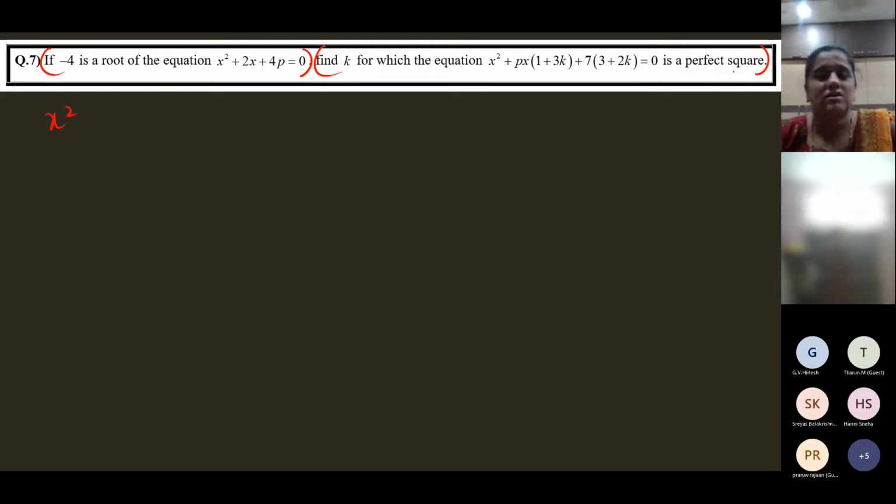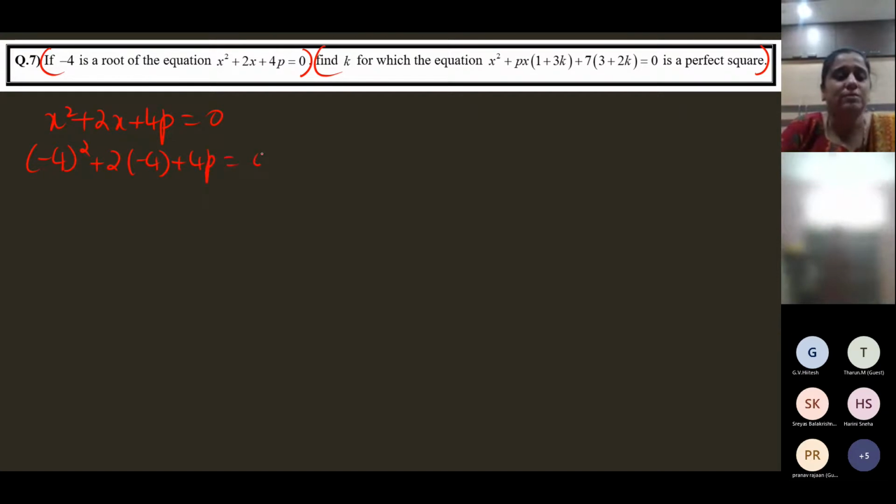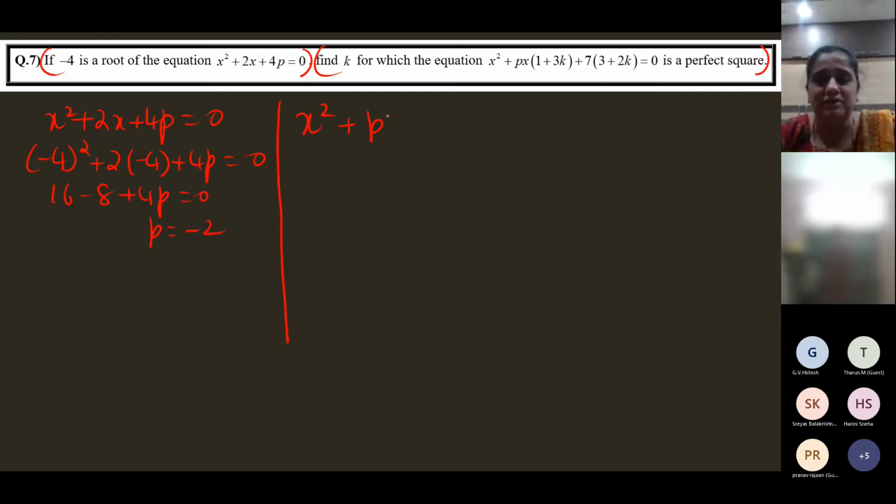But the same question. I'm doing it again: x square plus 2x plus 4p is equal to 0. So minus 4 the whole square plus 2 into minus 4 plus 4p is equal to 0. 16 minus 8 plus 4p is equal to 0. On working this, we got p is equal to minus 2. Correct? Now the other one is x squared plus p into 1 plus 3k of x plus 7 into 3 plus 2k is equal to 0.